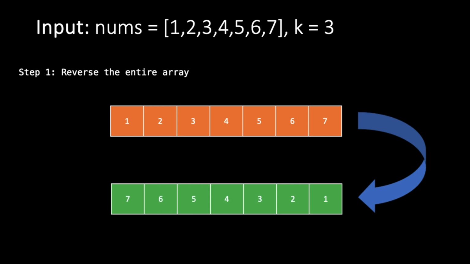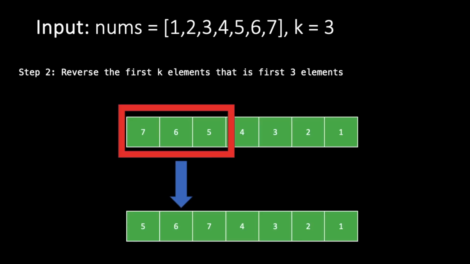Okay, so we are given array 1 2 3 4 5 6 7. Now if we reverse this array completely, the array will become 7 6 5 4 3 2 1. Okay, so we have completed step 1, we have reversed the whole array. Okay, what step 2 says is we will now reverse the first k elements. Now what is k here? K is 3. So first 3 elements, that are 7 6 5.